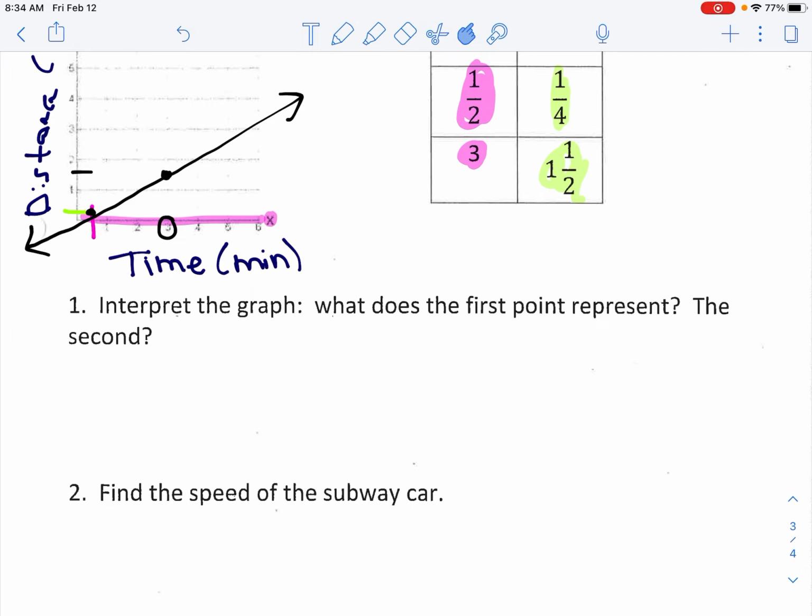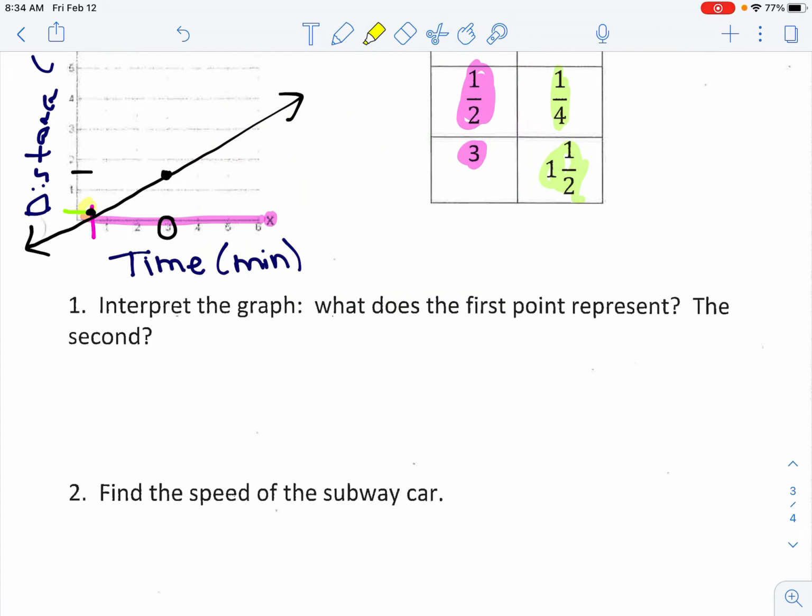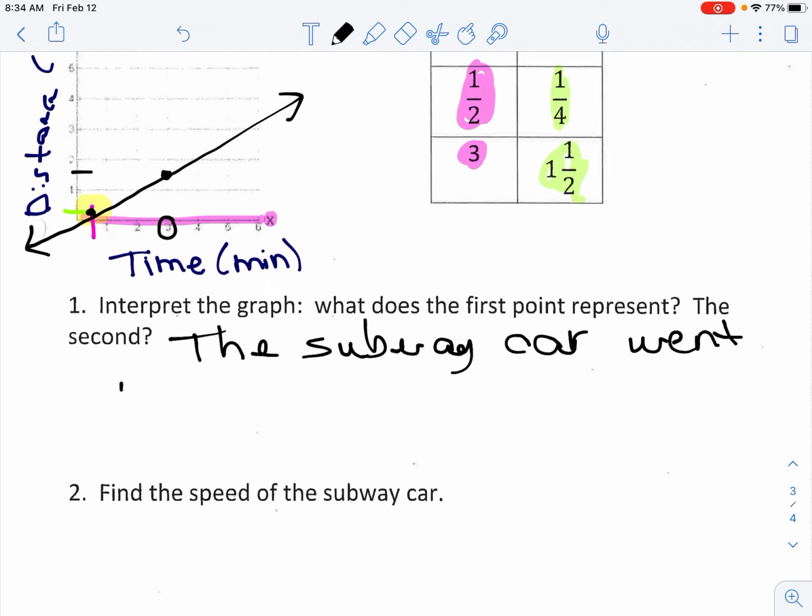Question, interpret the graph. What does the first point represent? So the first point is this one way down here at 1/2 and 1/4. So the first point represents the subway car went 1/4 of a mile in 1/2 of a minute.